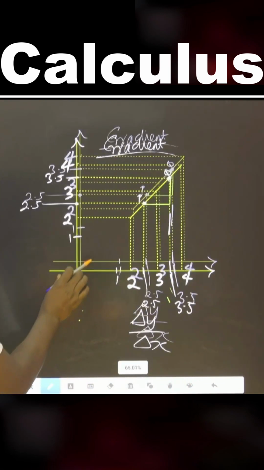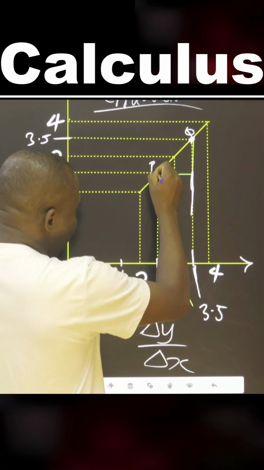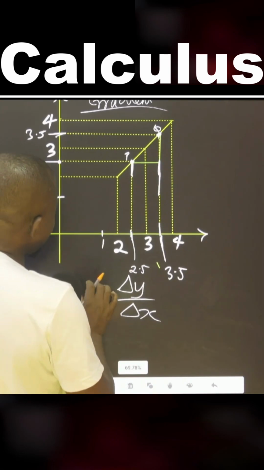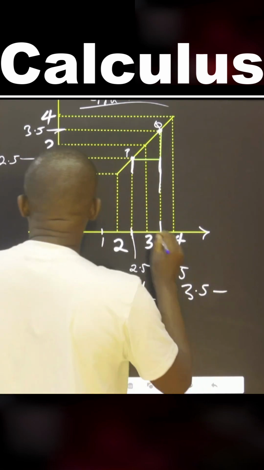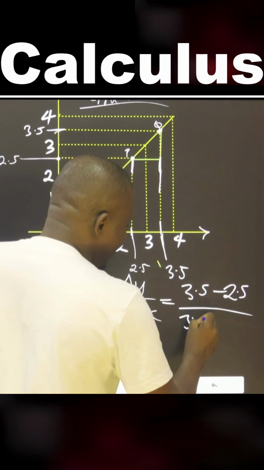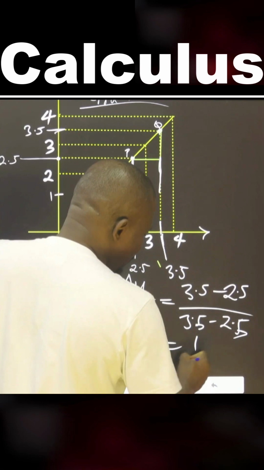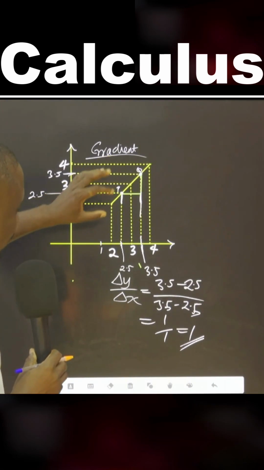Okay? Now, if you want to get the changes, this point minus this point. Also for this minus this. So let's do it. That is, this is equal to 3.5 minus 2.5 all over the same thing, 3.5 minus 2.5. You agree with me? This is 1 over 1 equals 1. Okay? That is the gradient of this slope.